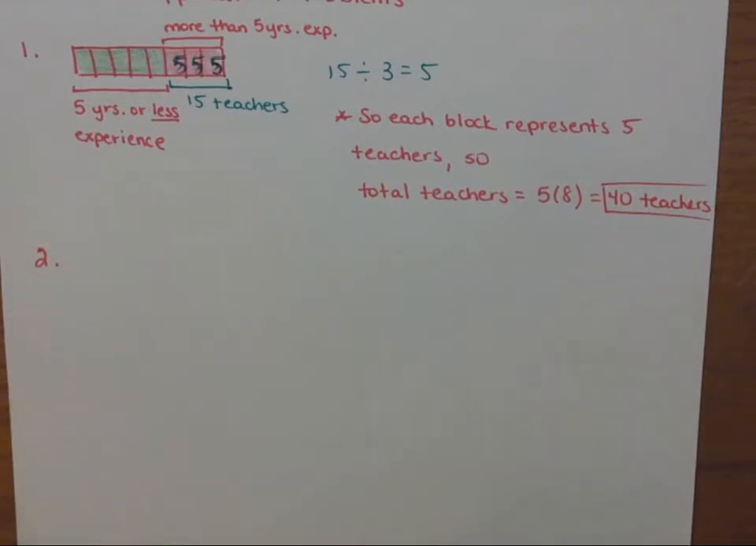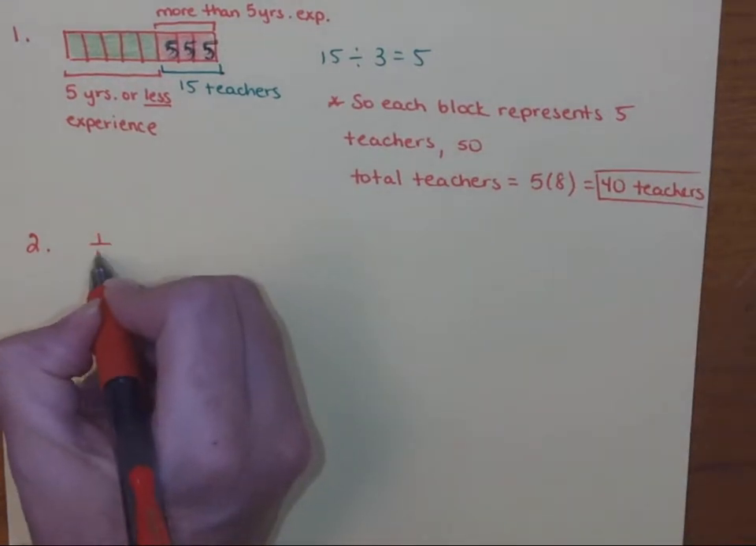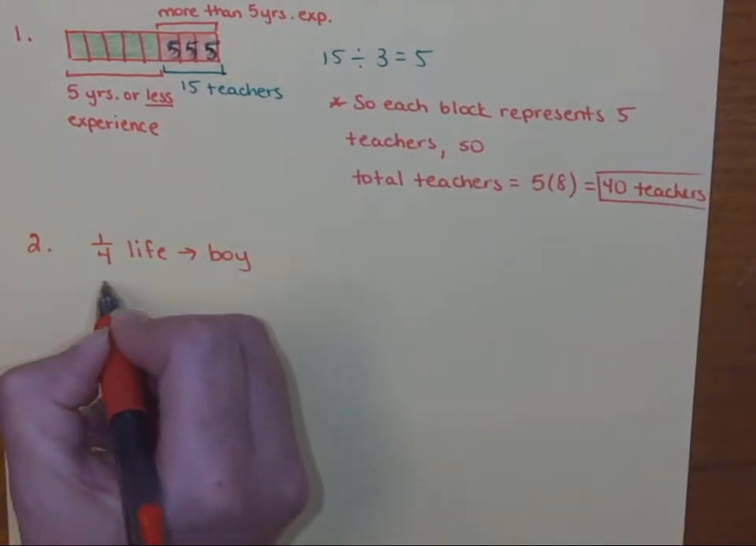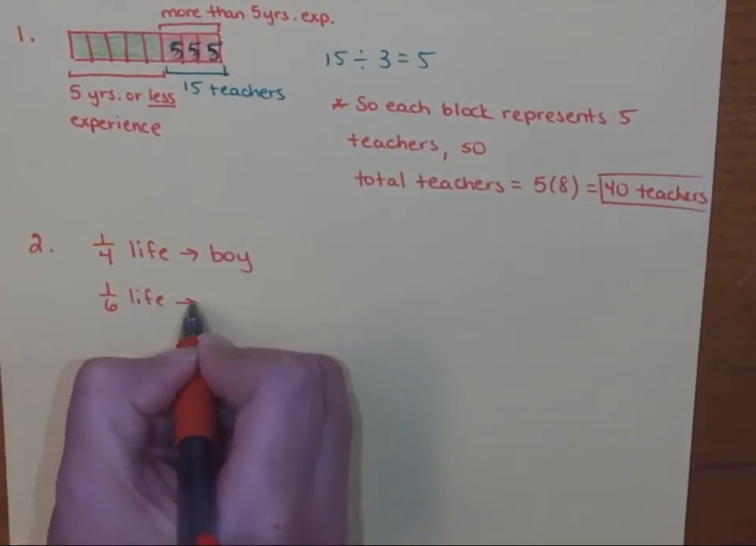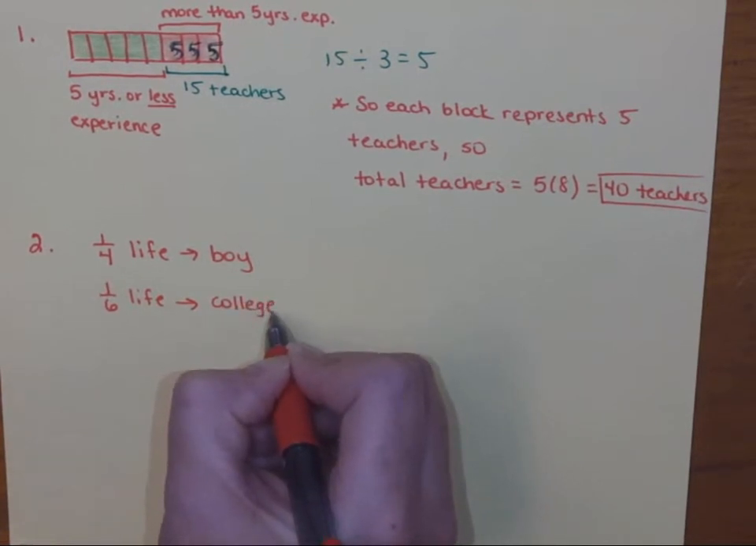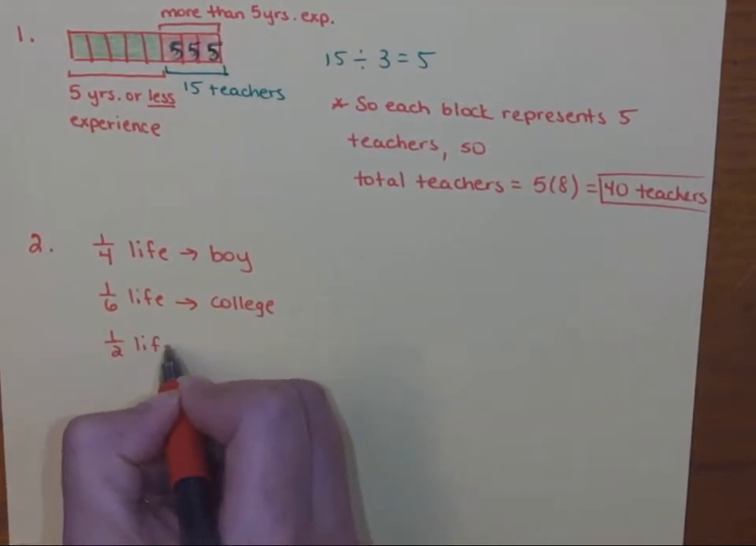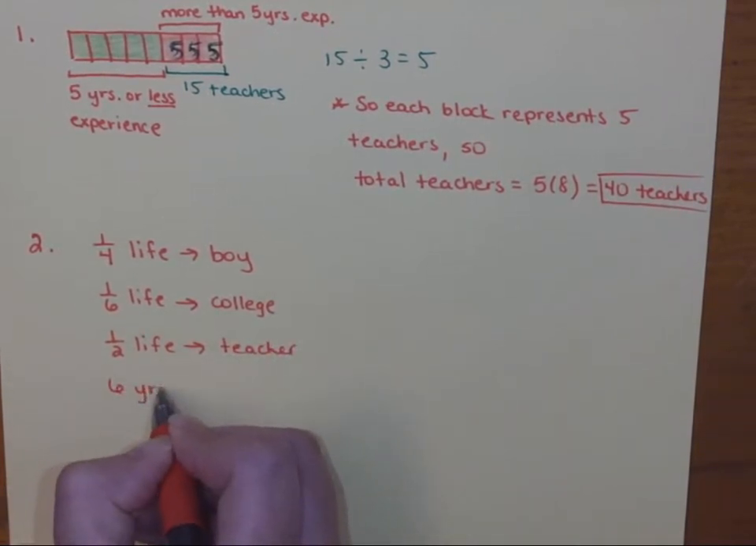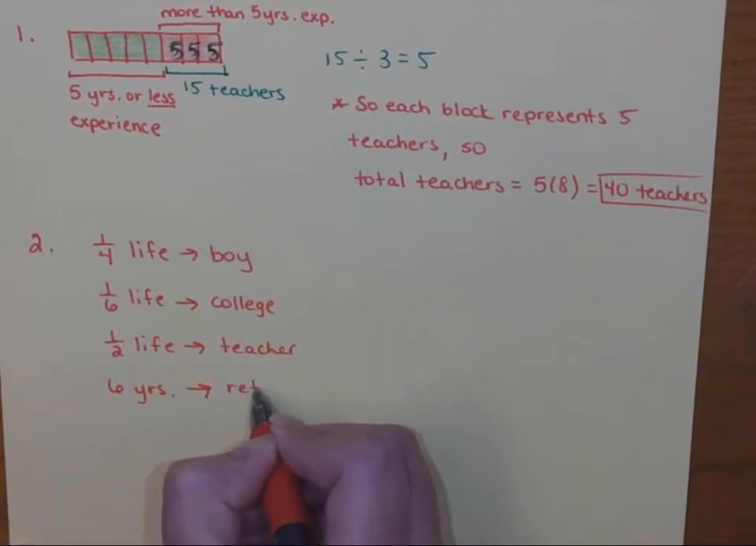Okay, let's look at number 2 on that same worksheet. It says John spent a quarter of his life as a boy growing up, a sixth of his life in college, a half of his life as a teacher, and then he spent the last 6 years in retirement. Okay, how old was he when he died? It's always helpful to list what information we know, right? So a quarter of his life, he was a boy. A sixth of his life, he was in college. Half of his life, he was a teacher. And then 6 years, notice we didn't get a fraction here, he was in retirement.